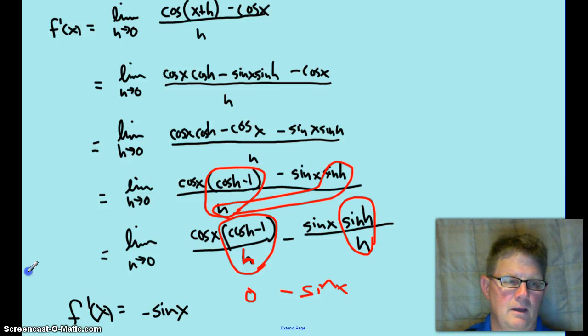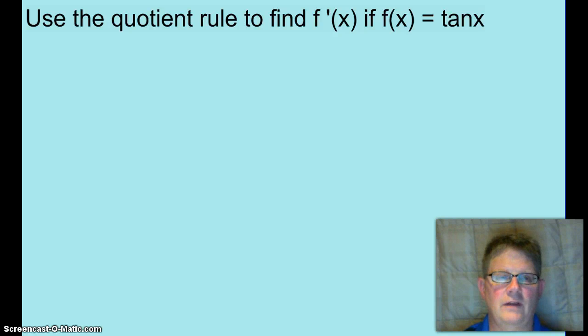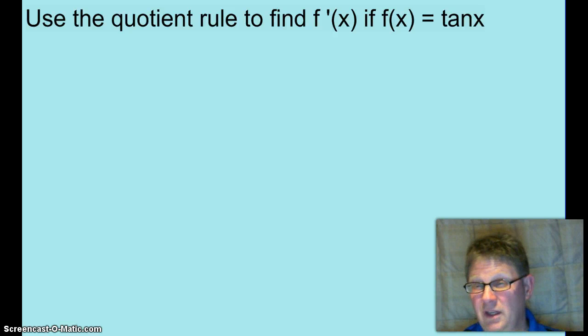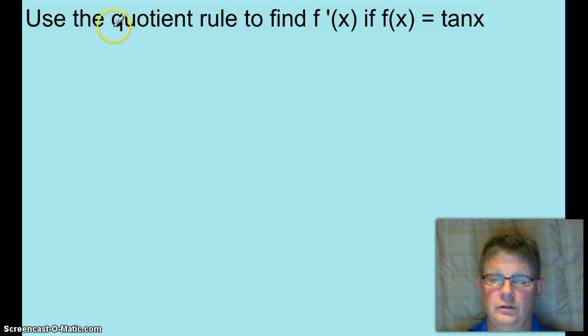Alright, now let's try the next one. Use the quotient rule to find f prime of x if f of x is tangent x. So you got to ask yourself, what is tangent of x written as a fraction? Because obviously we're using the quotient rule. So go ahead and write tan x as a fraction, and then when you can figure that out, come back to me and we'll move on.